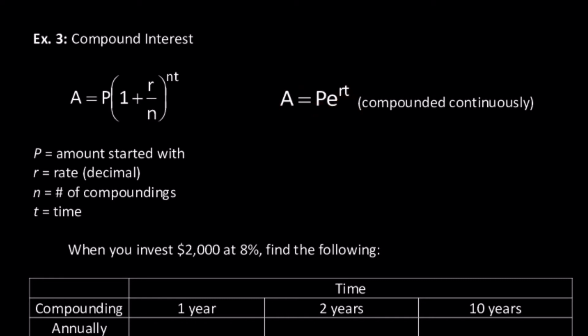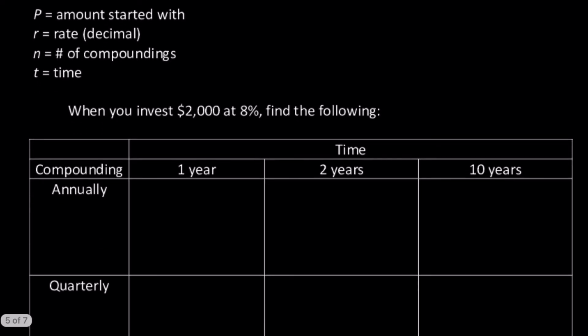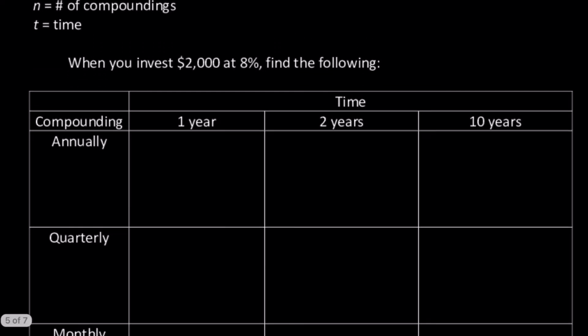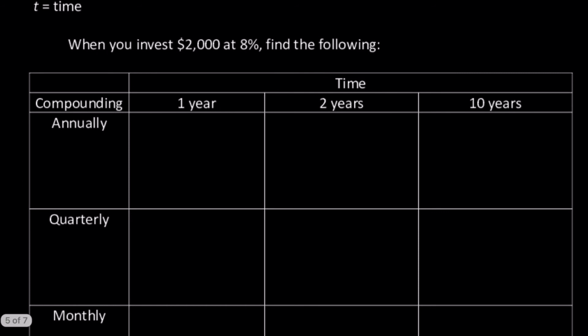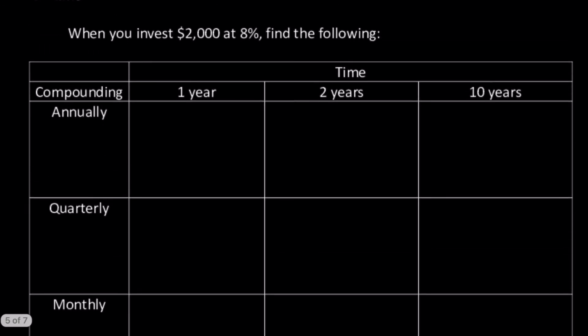That is continuous compounding. So I'm going to do an exercise here, this chart. We are going to invest $2,000 at 8%, and we are going to find the different end amounts when we compound annually, quarterly, monthly, or continuously.